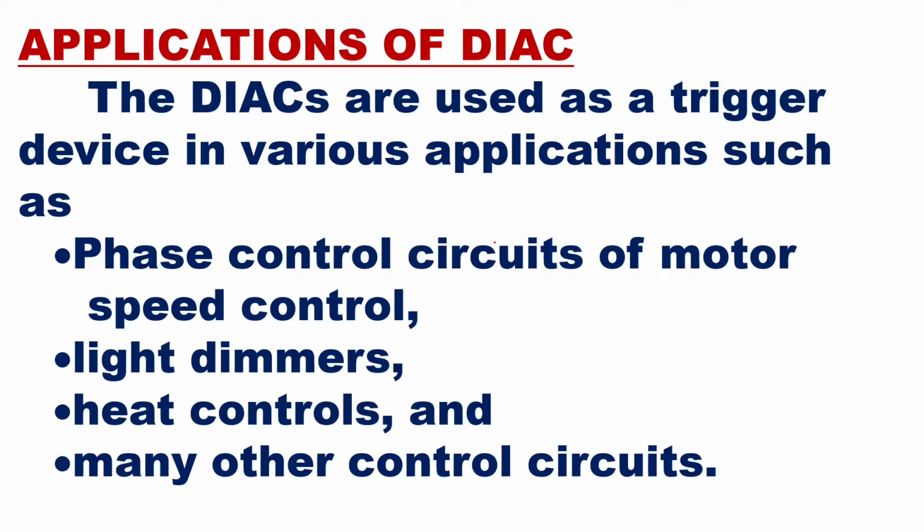So anyone can be made positive with respect to the other, and it is a bidirectional device. If you go to applications of DIAC, the DIAC is used as a trigger device in various applications such as, number one, phase control circuits of motor speed control, then light dimmers, heat controls, and many other control circuits.